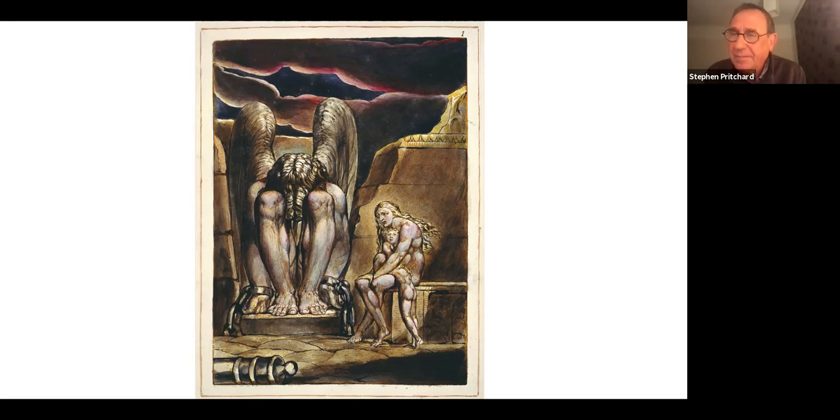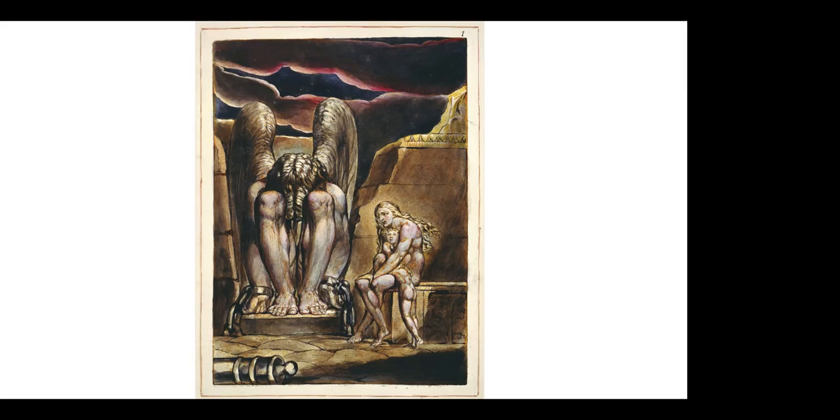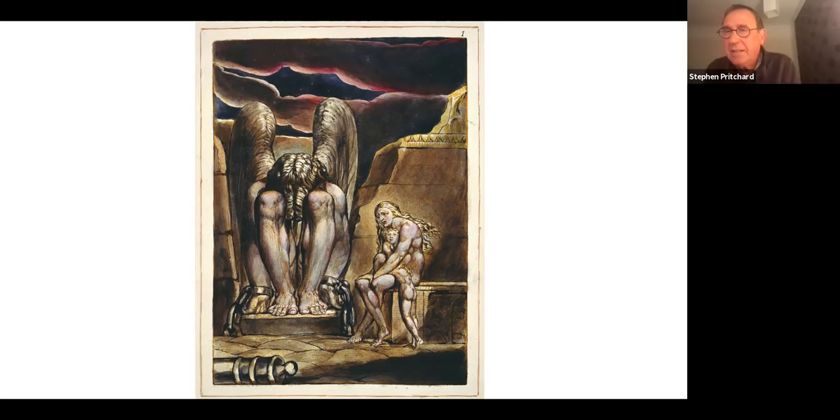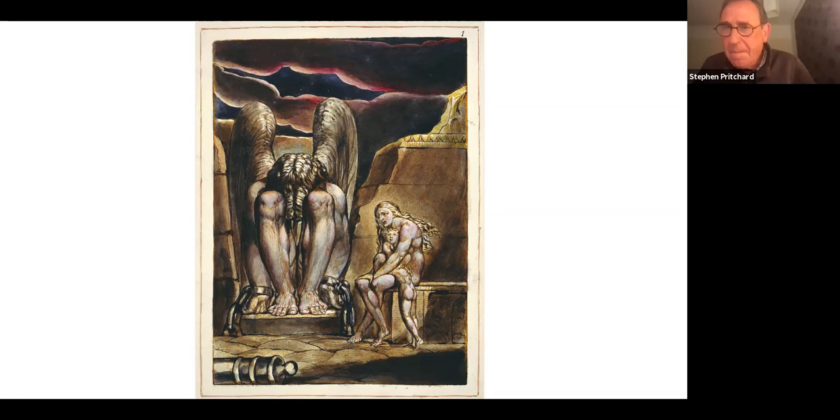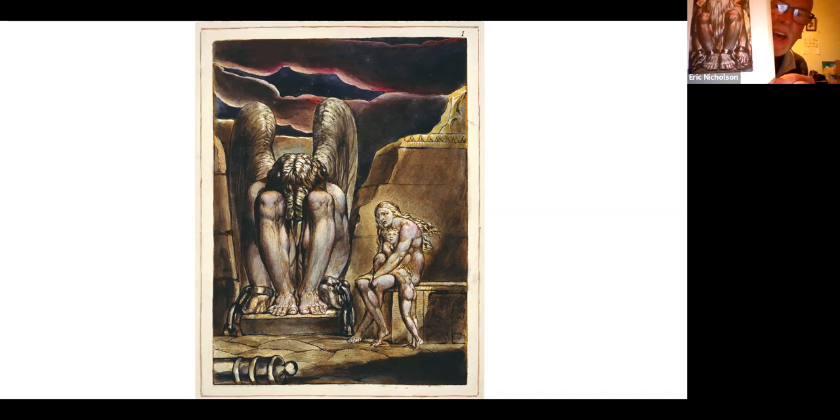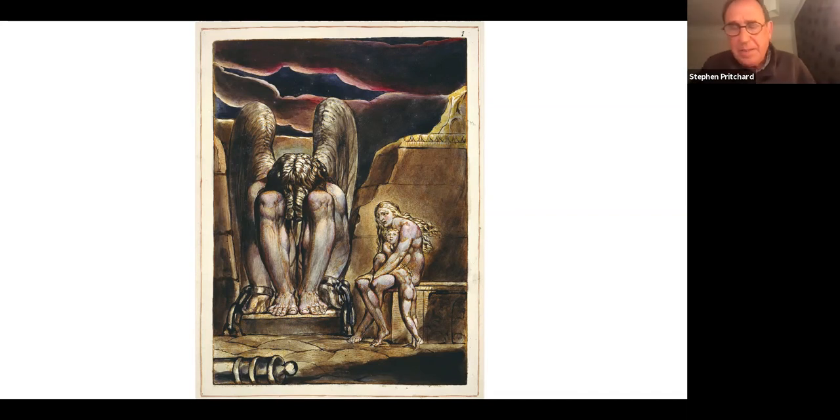Eric: I don't know whether you can see this. I just noticed it is very similar to this Urizen image in Urizen. Apart from the head. Yeah. The chains around the feet. I think that's why that conjecture has been made.